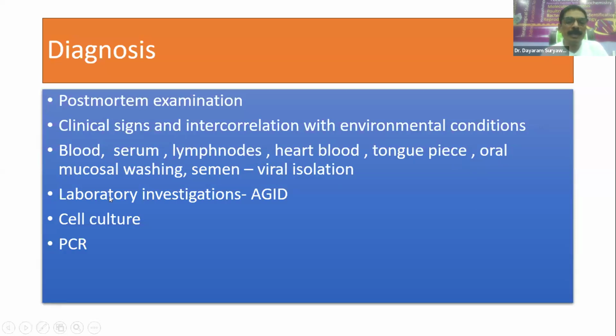Then in the laboratory, we can go for the AGID, but in field conditions, we are not able to identify these things. So viral isolation is not possible in field conditions. AGID, the agar gel immunodiffusion test, is also not possible in field conditions. Cell culture is also not possible, and PCR is also not possible in field conditions. So what do we have to do? We have to collect these samples: blood, serum, lymph nodes, heart, tongue, oral mucosal washings, and semen, and send them to the laboratory for further investigation. That may include the AGID, cell culture, and PCR.